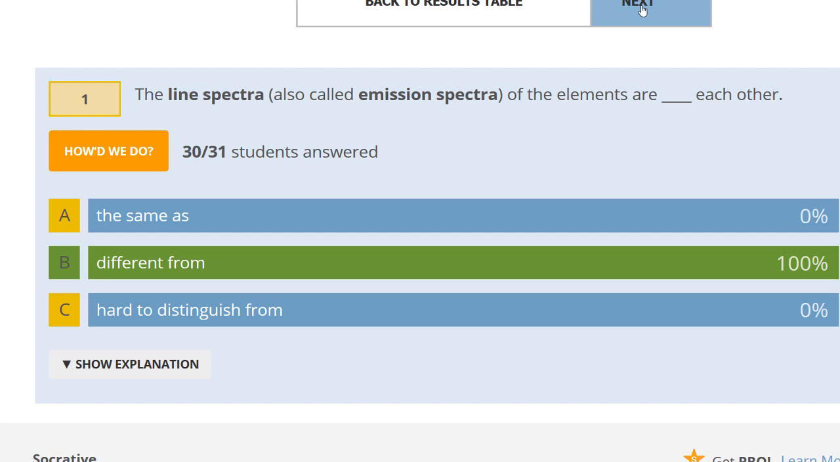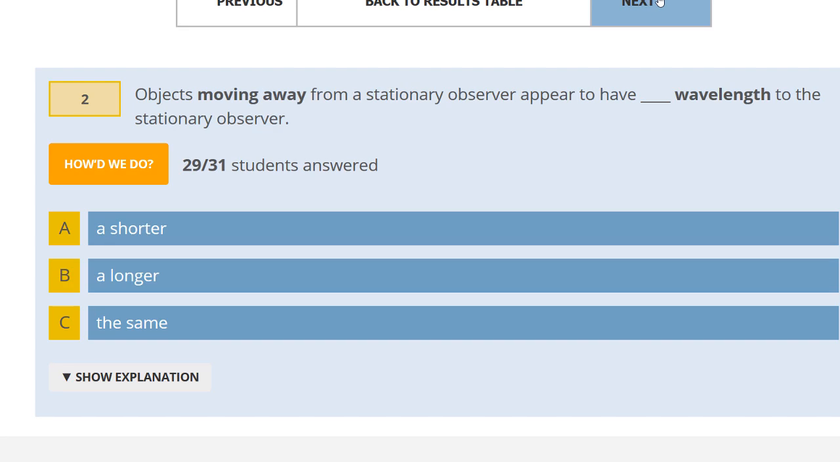Very good. Next up, objects moving away from a stationary observer appear to have a longer wavelength as compared to the stationary observer. And of course we found out that was a longer wavelength because if we're moving away, that will take the waves and stretch them out. If we're moving towards each other, that's going to take the waves and push them together.